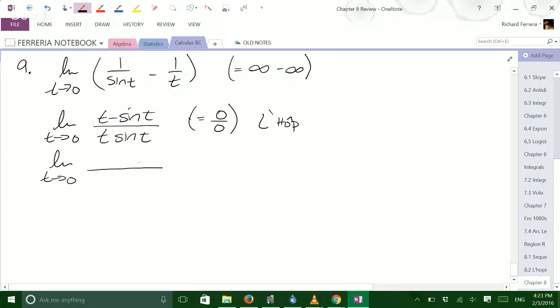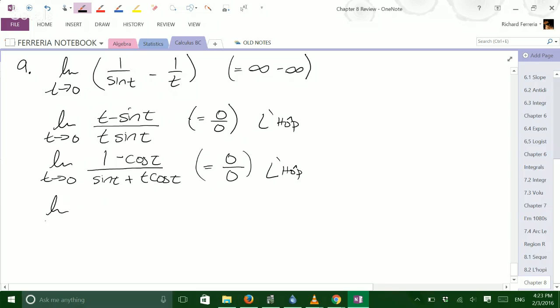The derivative of t is 1. The derivative of sine t is cosine t. The denominator is a product, so use the product rule: 1 times sine t plus t times the derivative of sine, which is cosine t. And let's check again. It equals 0 over 0. So use the stronger L'Hopital's rule, do it again.